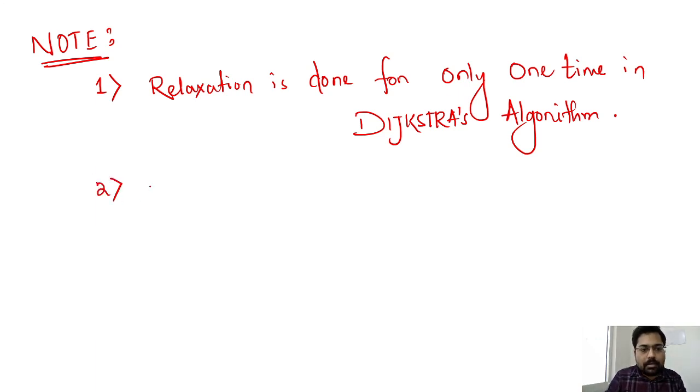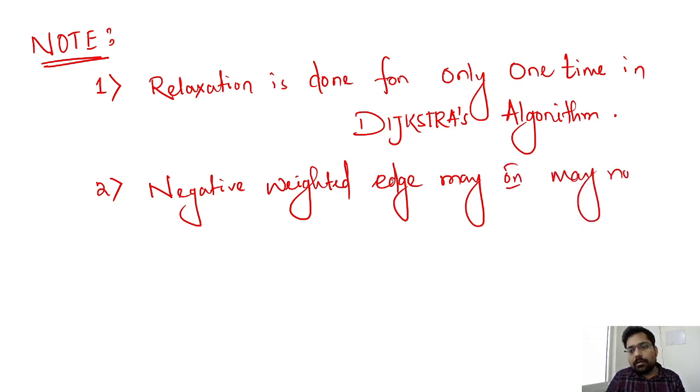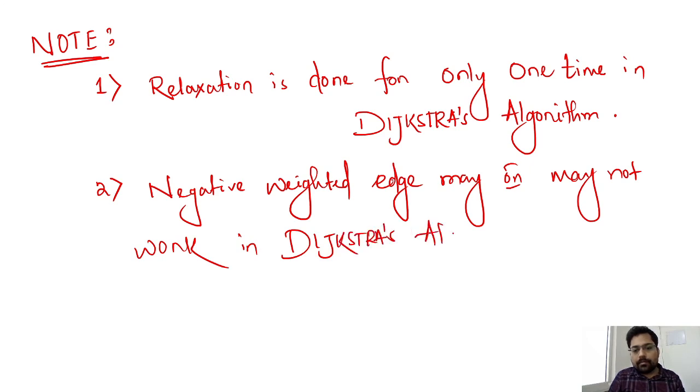Here, a negative weighted edge may or may not work in Dijkstra's algorithm. You can ask me, sir, may or may not?